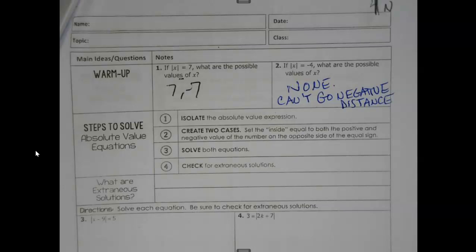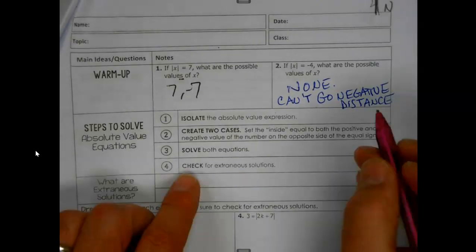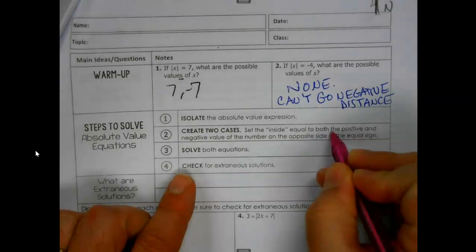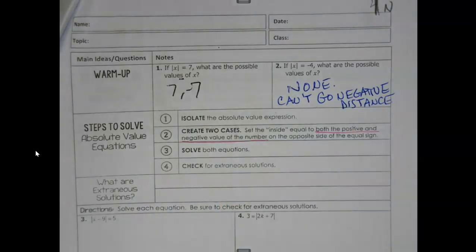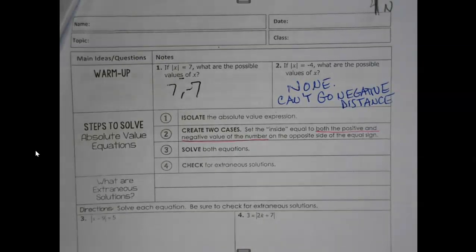So when we get into solving these absolute value equations, we're always going to get the absolute value by itself on a side. And then we're going to make two cases, because typically there's going to be two answers. But the biggest part about this, and the part that people tend to forget now and then, is we've got to do the equal part to both the positive and the negative value of the number on the opposite side. And if there's a variable over there, it's the same thing. We're changing the sign of it. And we're going to solve both equations and then check for extraneous solutions.